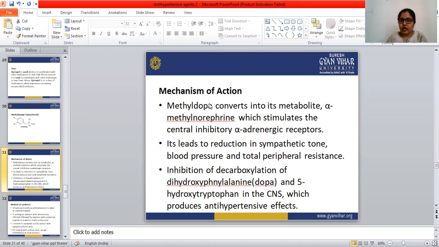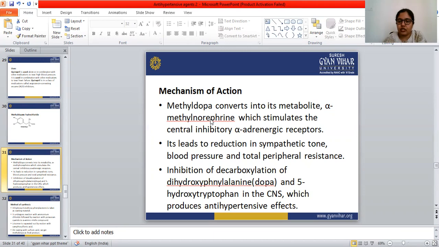So this methyldopa converts to its metabolite, alpha-methyl norepinephrine, and that stimulates the centrally inhibitory alpha adrenergic receptors. It leads to a reduction in sympathetic tone, blood pressure, and total peripheral resistance.